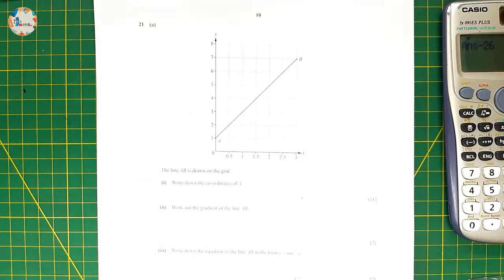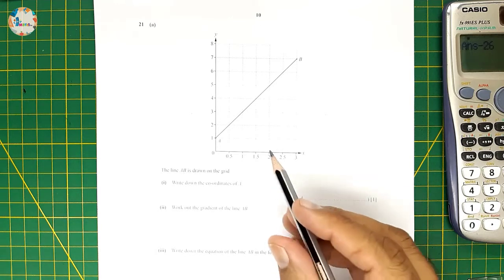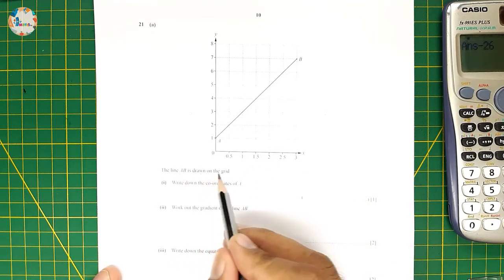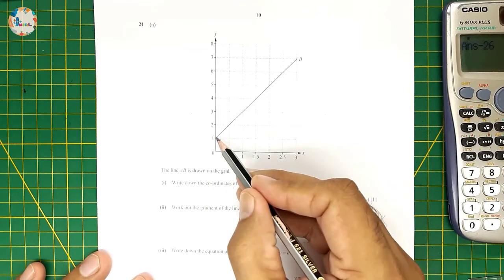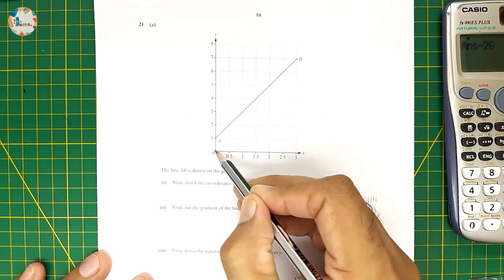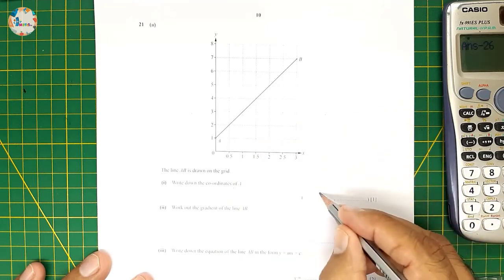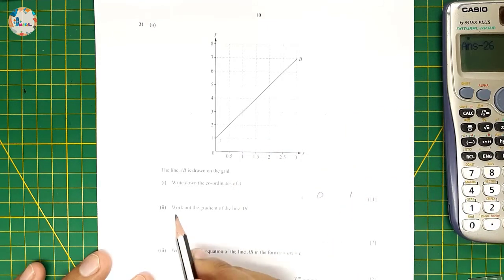Question number 21a part. The line graph is provided. The line AB is drawn on the grid. Write down the coordinate of A. Coordinate of A are: X value will be 0, Y will be 1. So 0 and 1. Work out the gradient of the line AB.